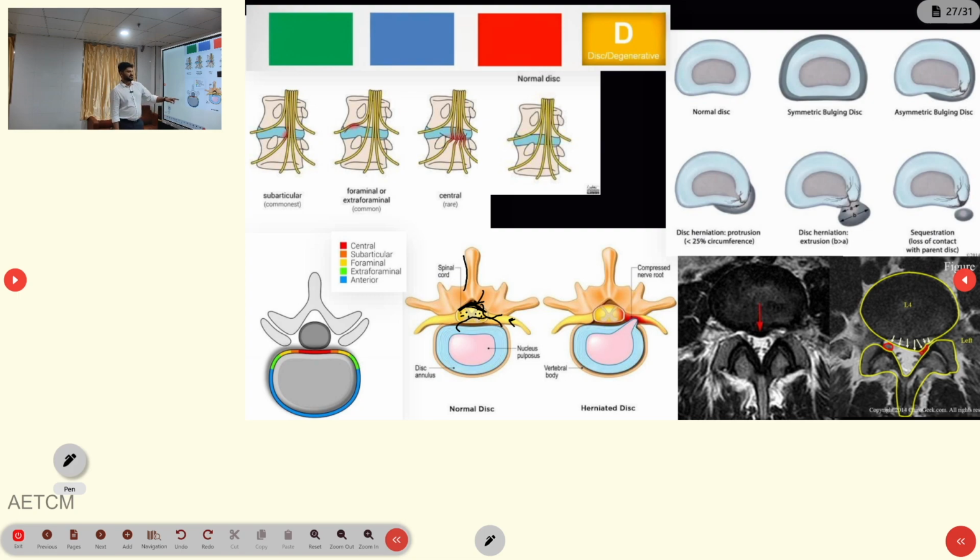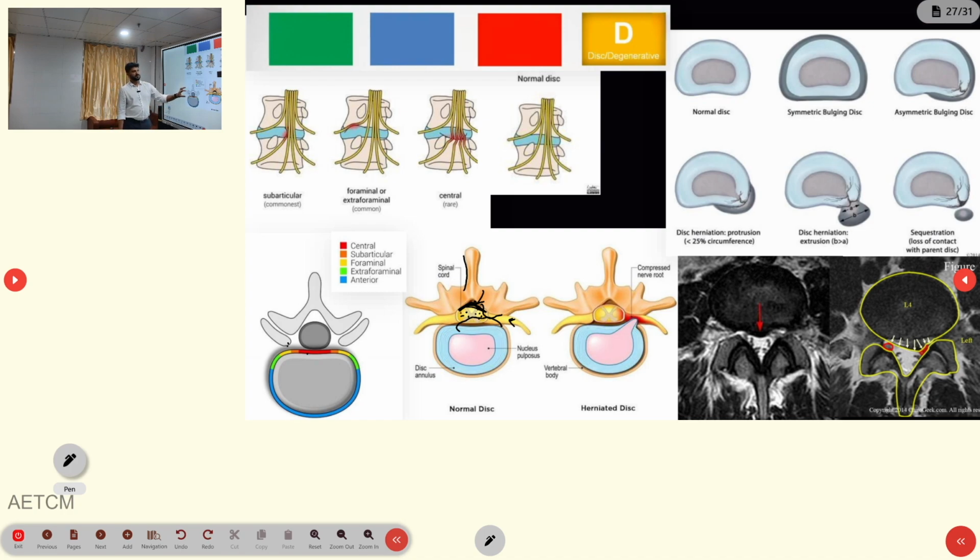So different zones are there. Based on that, you have to characterize what is happening. The central part is called the central canal, and just behind the articular process, it is called the subarticular zone. Then beyond that, it is divided into the foraminal, extraforaminal, and anterior zones.